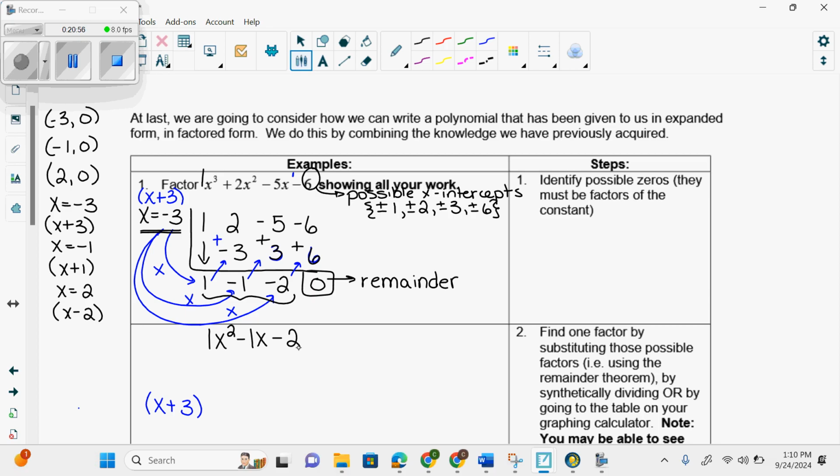Now that, my friends, we can factor. We were taught how to factor that in grade 10, correct? So we do synthetic division to get ourselves down to an x squared, and then off to the side we do some grade 10 math. X squared minus x minus 2. So what times what equals negative 2? What plus what equals negative 1? I think Ashton has said twice, negative 2, 1.